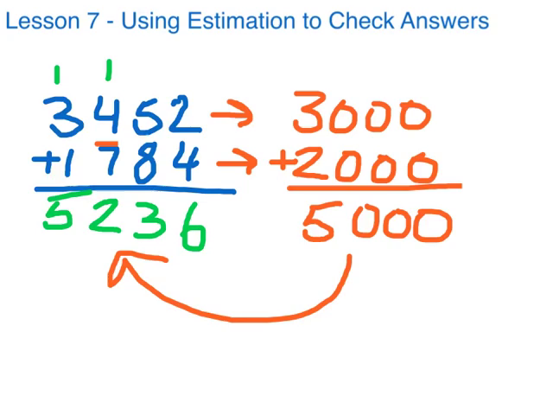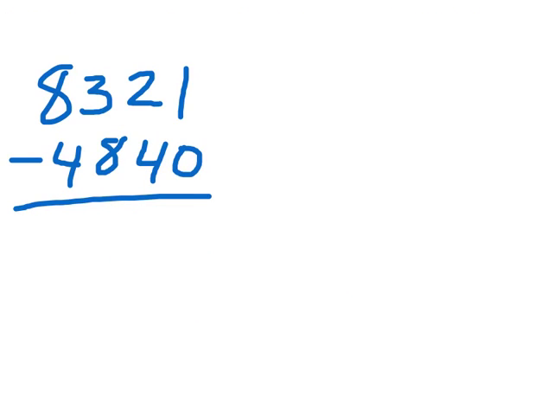Let's try another example. This time I'm going to subtract, and I'm going to try 8,321 minus 4,840. So pause the video, go ahead and try your subtraction. Remember, you can use any strategy you would like. The Connect section of your textbook shows you a few different strategies. And once you've got an answer, come back and we'll continue.